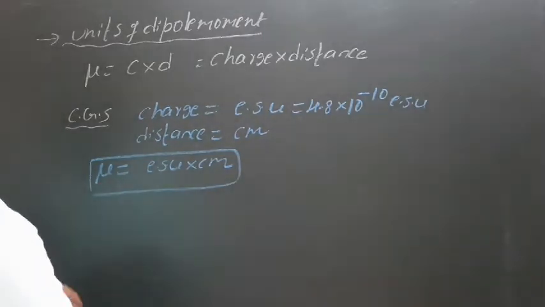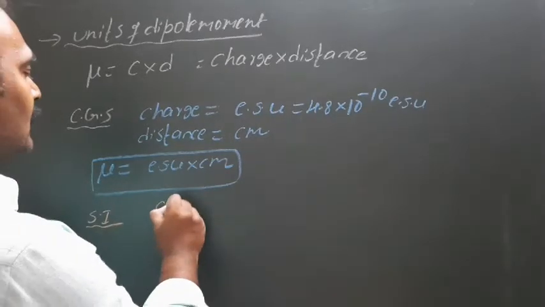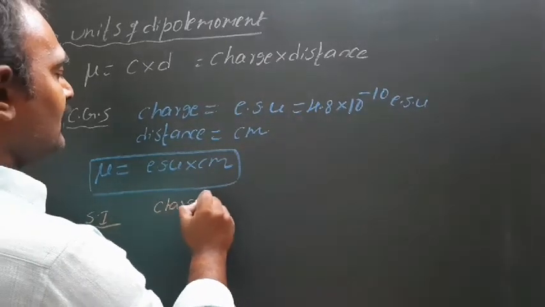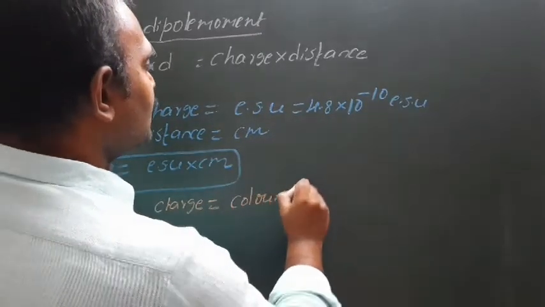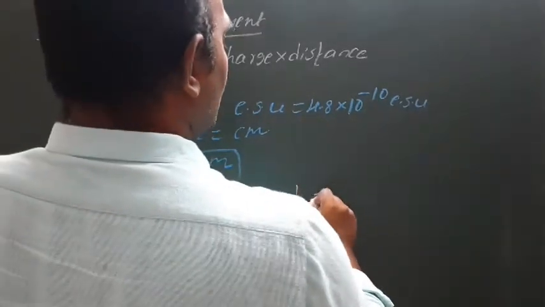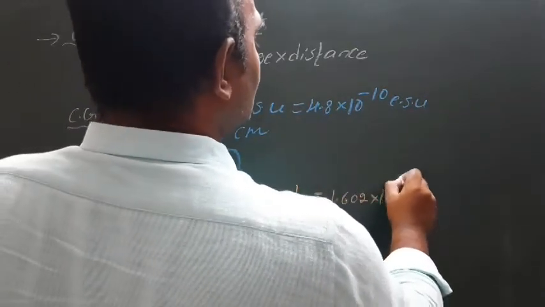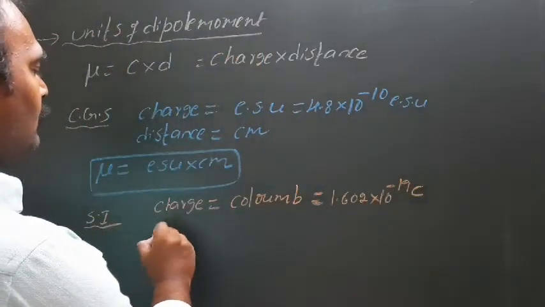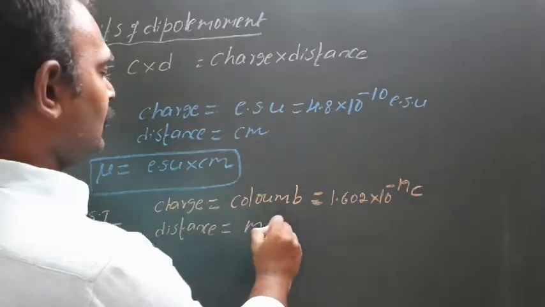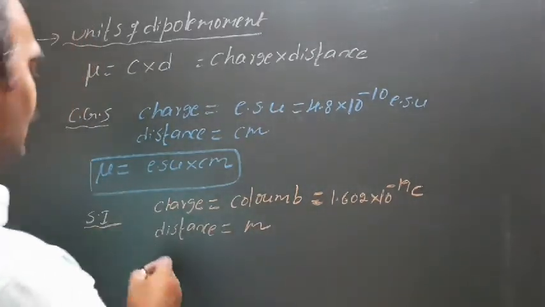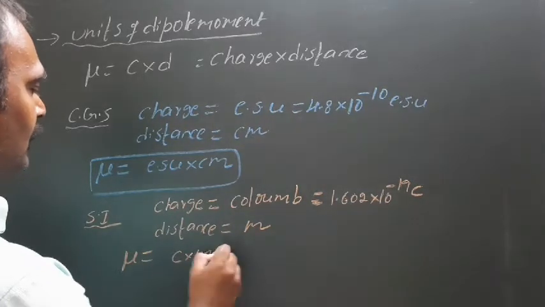Next, coming to the SI unit. In the SI system, the unit of charge is Coulomb. What is the value of one electron charge? 1.602 into 10 power minus 19 Coulomb. Now coming to the distance, meters are the units. Now the dipole moment unit in the SI system is Coulomb into meter.